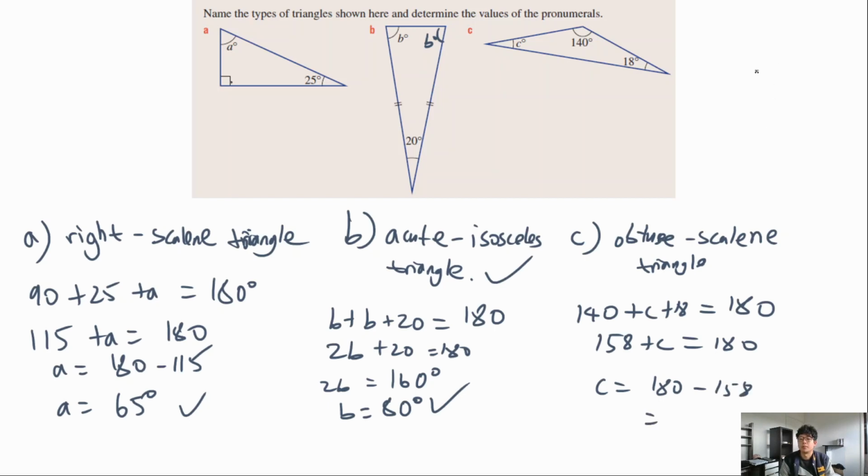Let's quickly do this up the top. 180 minus 158. That gives me 2 there. 7 minus 5 is 2. So we know that angle is 22 degrees. So C is going to equal 22 degrees. Give yourself a tick for the name and the angle size.